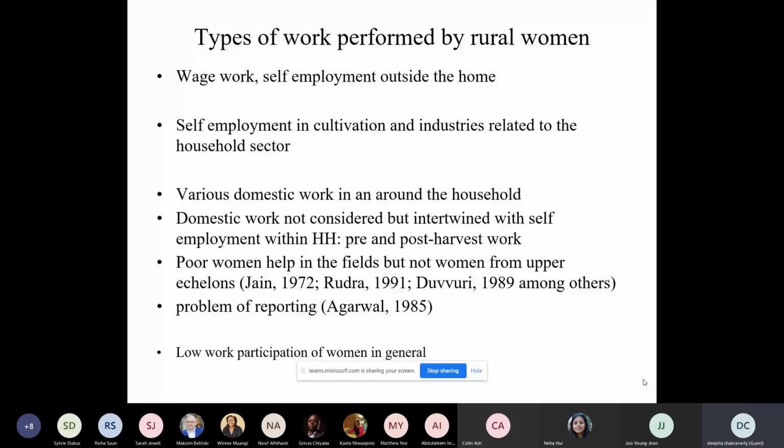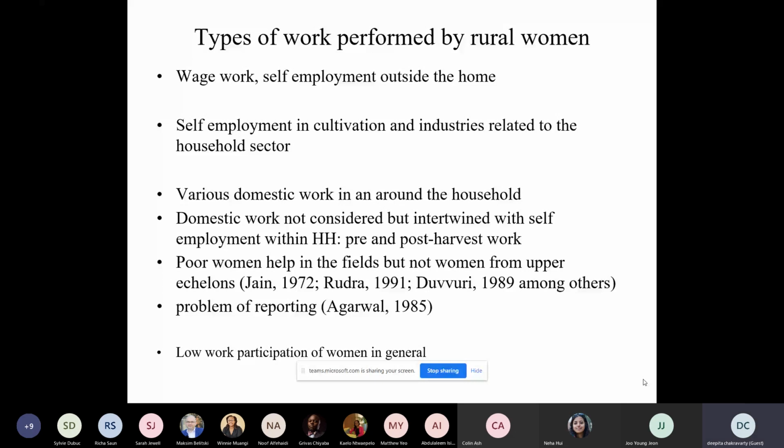Now, this is one of the major reasons why women's workforce participation is much lower compared to men's in India in general and in the rural areas in particular. This is true for all the states of India. There's nothing special about West Bengal in this regard. Then how can you really explain the reason behind this low work participation over a very long period of time?